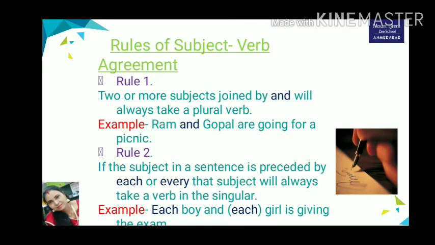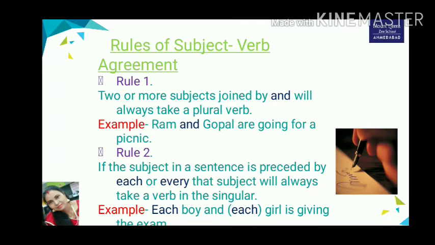Rule number one: two or more subjects joined by and will always take a plural verb. For example, Ram and Gopal are going for a picnic. In this sentence, Ram and Gopal, we have two subjects, and because we are joining them with and, we use a plural verb. So our subject is plural, that's why we are using the plural verb are here.